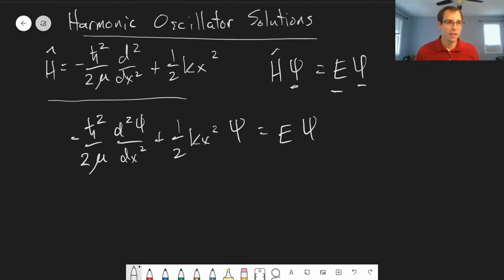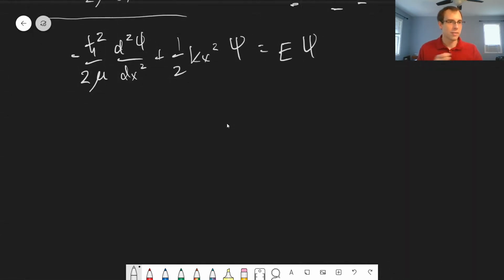somebody already did the work for us. So back in the 1800s, there were mathematicians that solved this problem just because it was interesting to them, not because there's any physical significance to it. And so, as part of the solutions, we get the wave functions and the energies. So we'll first look at the solutions that give us the energies.